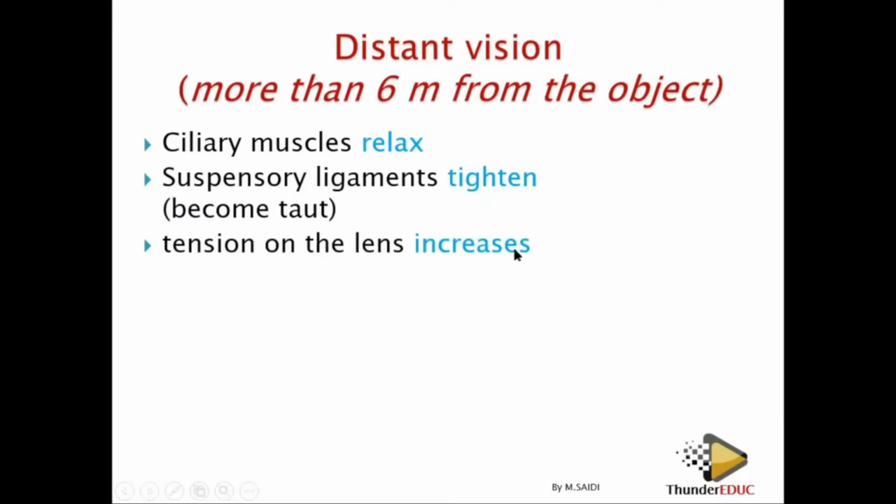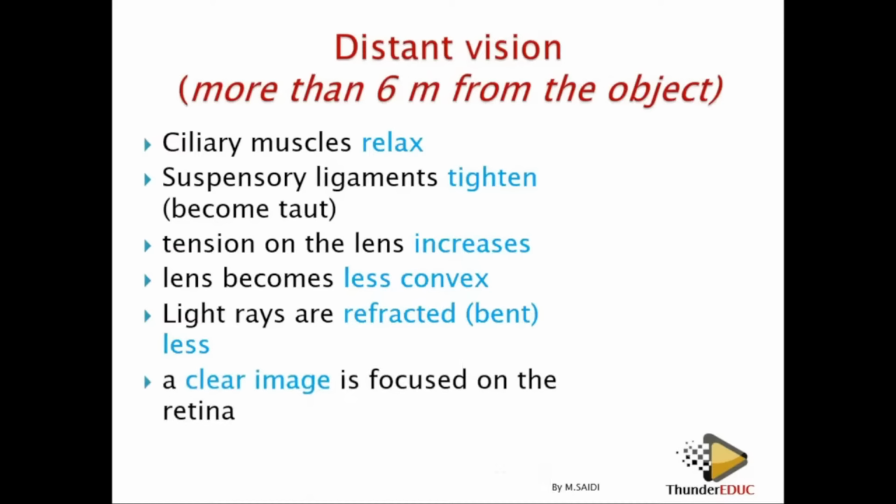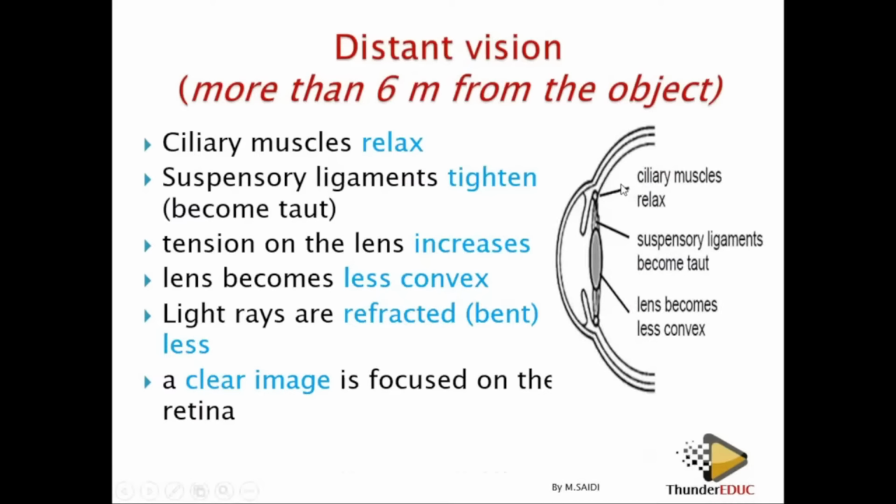In the other case, the tension on the lens decreased, and the lens became big. Here the lens becomes less convex, which means it became small. If you increase the tension on the lens, it becomes less convex, and if you release the tension on the lens, then the lens becomes more convex. That's how it works. Then you're saying that light rays are being refracted less. Why? Because the lens is less convex, and then a clear image is being focused onto the retina. So this is how it works.